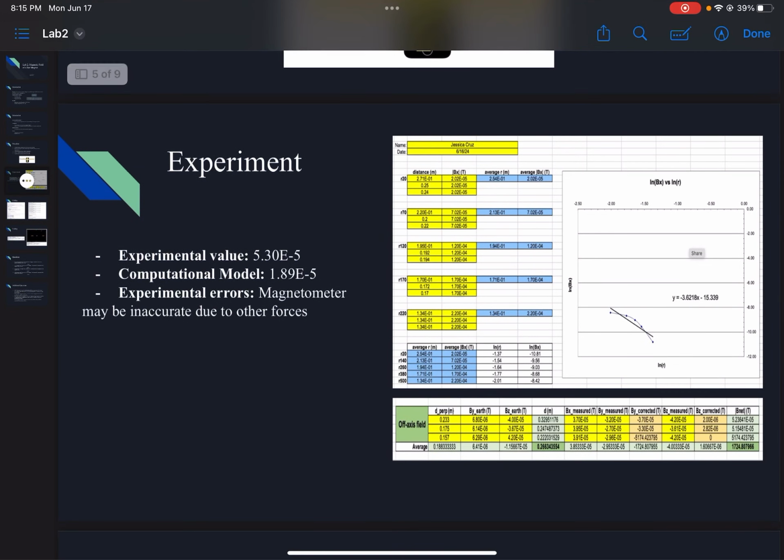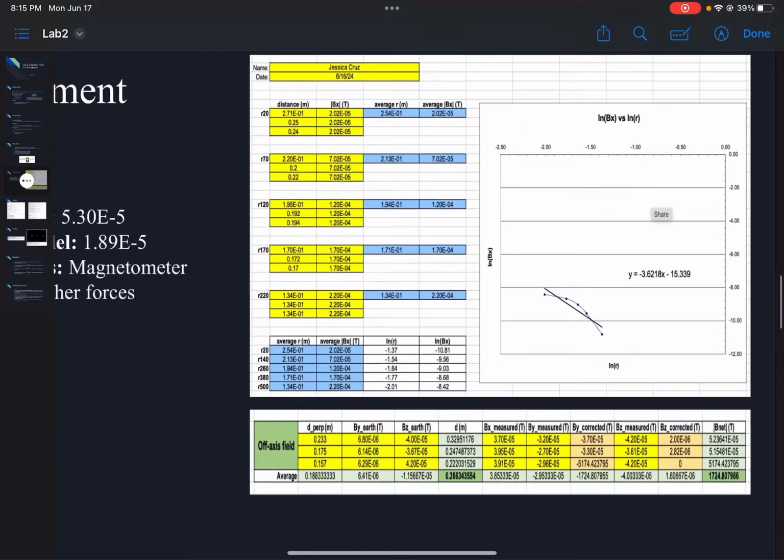Experiment. Here I have my experimental value, my computational value, and some possible experimental errors, such as the magnetometer may be inaccurate due to other forces. By this, I mean that I might have had jewelry around, or another phone or device that made the magnetometer inaccurate. As you can see, here are my results and what I listed for this experiment. And we can see the line of best fit, which is this right here, and the equation I got for it.